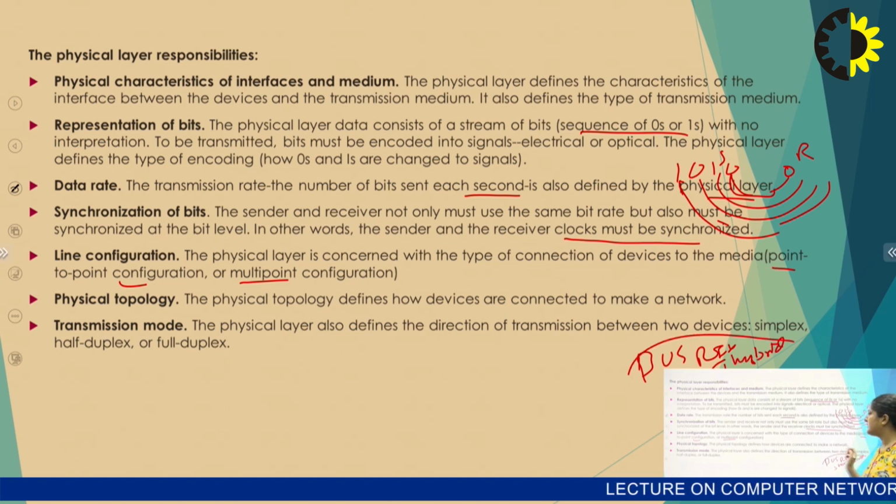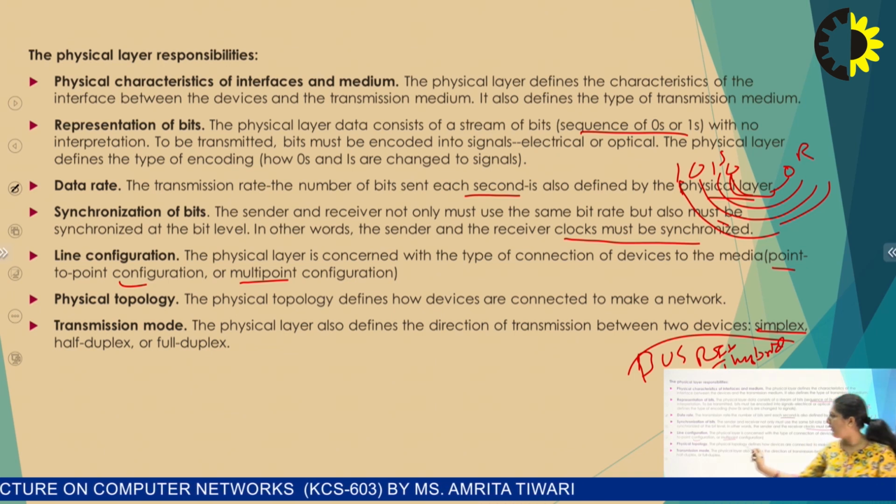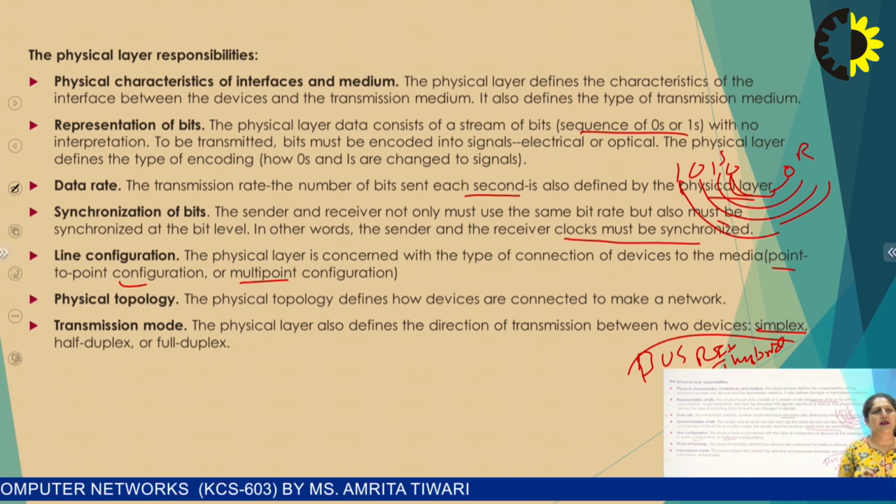All these topologies we understand in the physical layer. Then comes the transmission mode. Transmission mode means the devices are using either simplex, half duplex, or full duplex. What type of transmission mode are they using?